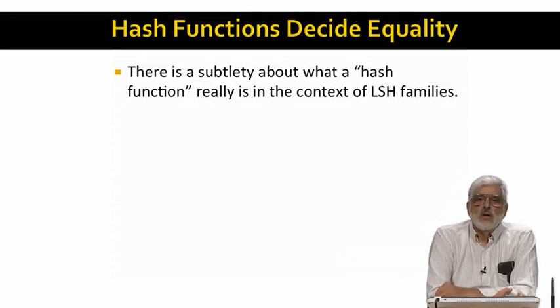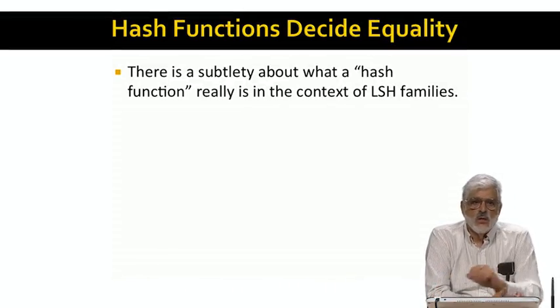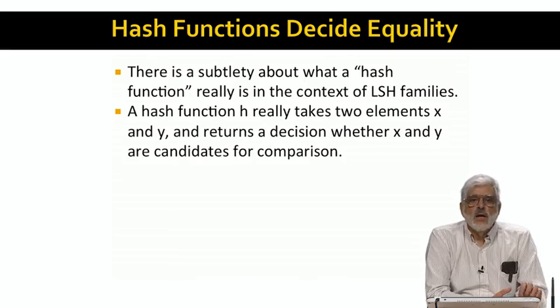Before proceeding, we need to explain something about what a hash function in the sense of an LSH family really is. Technically, a hash function h in this sense takes two arguments, x and y, which are elements whose similarity or distance we are interested in. The hash function returns a decision about this pair. Yes means that they are a candidate pair and we need to calculate their similarity. We can think of yes as saying x and y belong to the same bucket when a hash function h is used. But the answer no means that x and y are not a candidate pair according to this hash function.